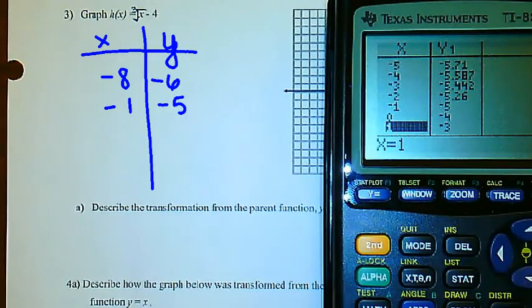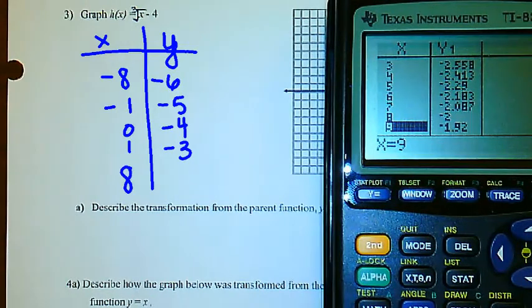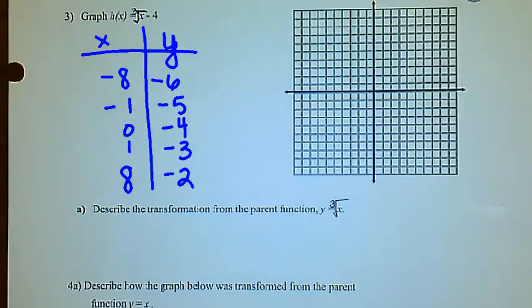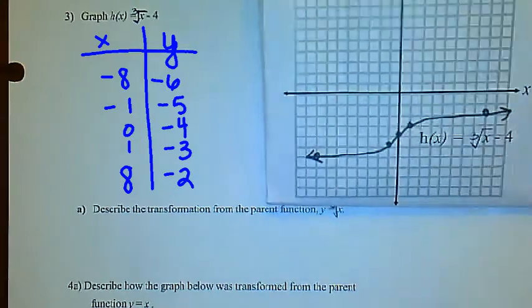Okay, 0, -4. 1, -3, and 8, -2. Okay. So if you plotted those points, it would look like this.